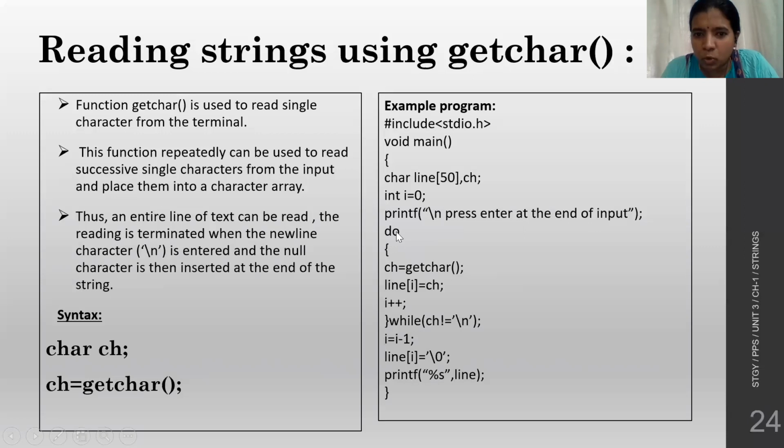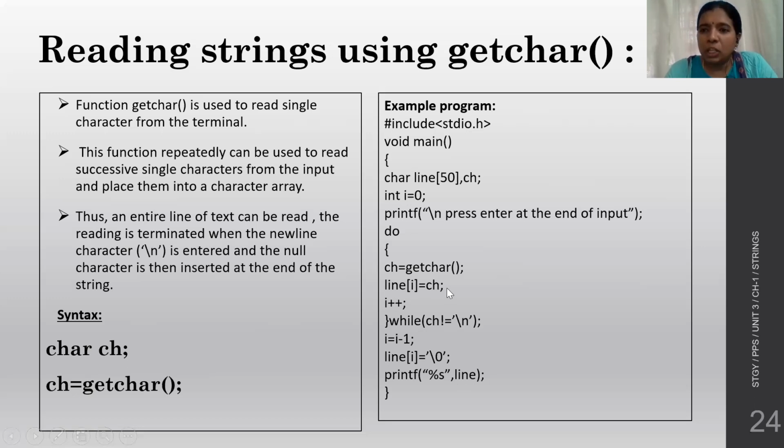Just try to understand this program. getchar is used to read one character. That character is stored in ch. After that, we are writing line of i is equal to ch, where line is a character array. And i plus plus, you increment your i so that you keep writing everything at the end. While ch not equal to slash n. When this is equal to new line, you stop it and place a null character at the end of the string. If you want to print it, just write printf percent s line.